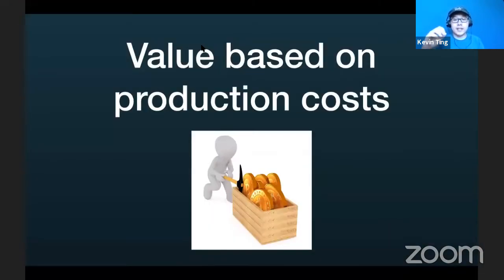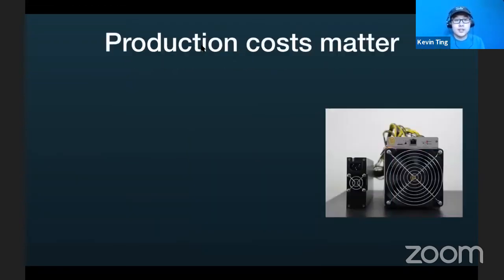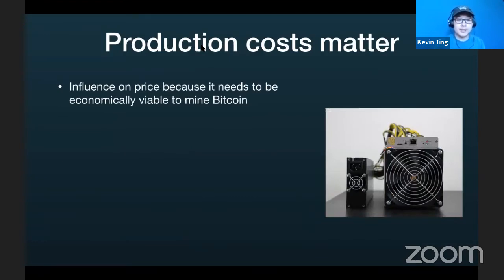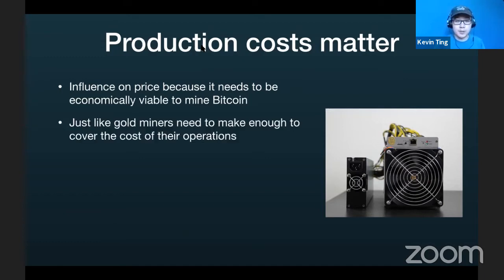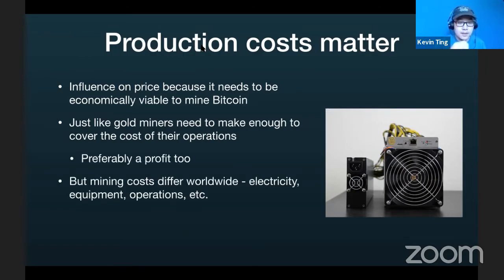next up, I want to take a look at Bitcoin's value as it relates to production costs or mining. So production costs matter, right? Because they do have an influence on price, since it needs to be economically viable to mine Bitcoin in order for it to be a viable asset. Just like gold miners, they need to make enough to cover the cost of their operations, or else they wouldn't mine it anymore. Preferably, they would get a profit too.